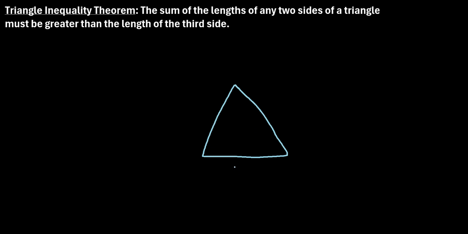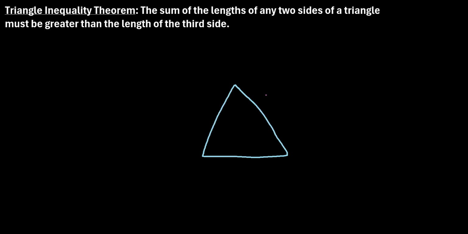Let's say the length of this side right here is 10. What this theorem says is that the length of these other two sides, so this side and this side, must be greater than 10 for this to actually form a triangle. So for example, this side could be maybe like a 6, and this side could be like 5. So 6 plus 5, that's greater than 10. So those are perfectly valid values. Or maybe this side could be an 8, and this side could be like a 4. So an 8 plus a 4 is greater than 10. So those are perfectly valid values.